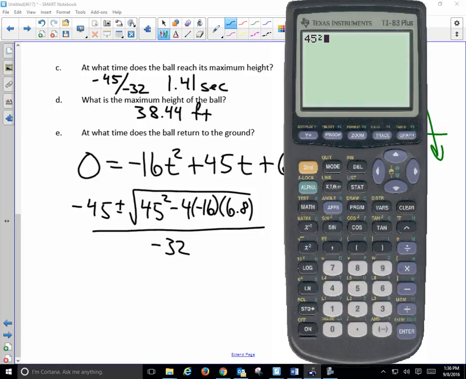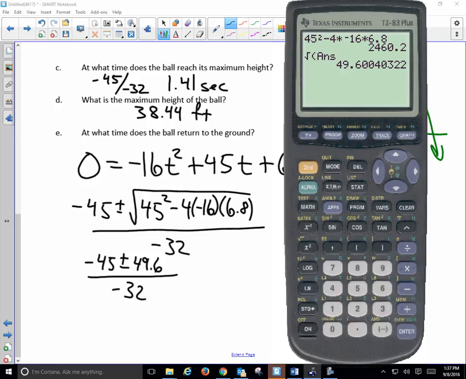Squared minus 4 times negative 16 times 6.8. And that will give me the discriminant value of 2,460.2. And if I square root it, you get 49.6. So negative 45 plus or minus 49.6, I'll divide by negative 32. People familiar with this answer option? As opposed to plugging the number back in, you can just hit second negative sign, which is answer, and it'll take the last answer to come up and use that. Very helpful when we get to trigonometry second semester.